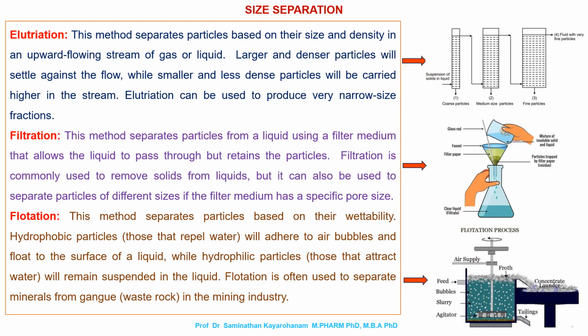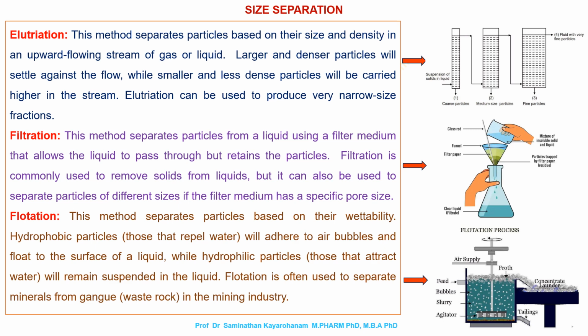Elutriation. This method separates particles based on their size and density in an upward-flowing stream of gas or liquid. Larger and denser particles will settle against the flow, while smaller and less dense particles will be carried higher in the stream. Elutriation can be used to produce very narrow size fractions.